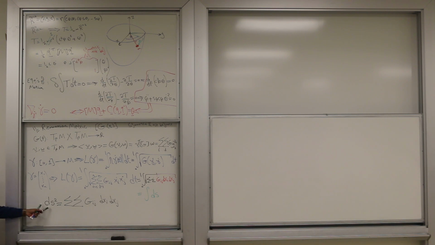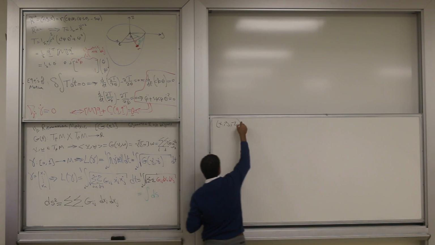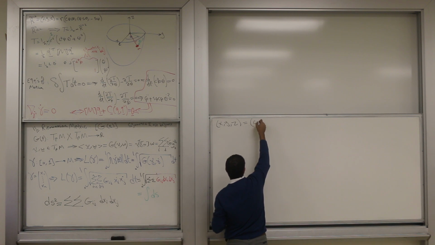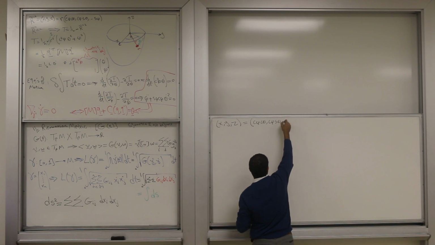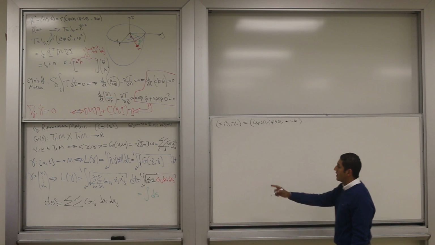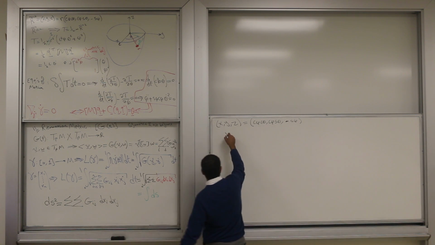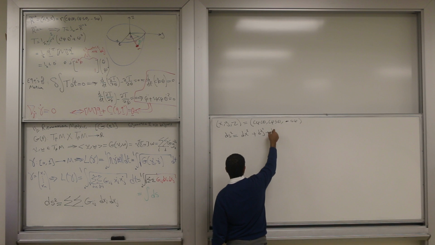So let's get the line element on the sphere. This is pretty straightforward. In the sphere we know that x, y, z is cosine phi cosine theta, cosine phi sine theta, negative sine phi, right? And I need ds squared. These are the coordinates, and ds squared is simply dx squared plus dy squared plus dz squared, correct?